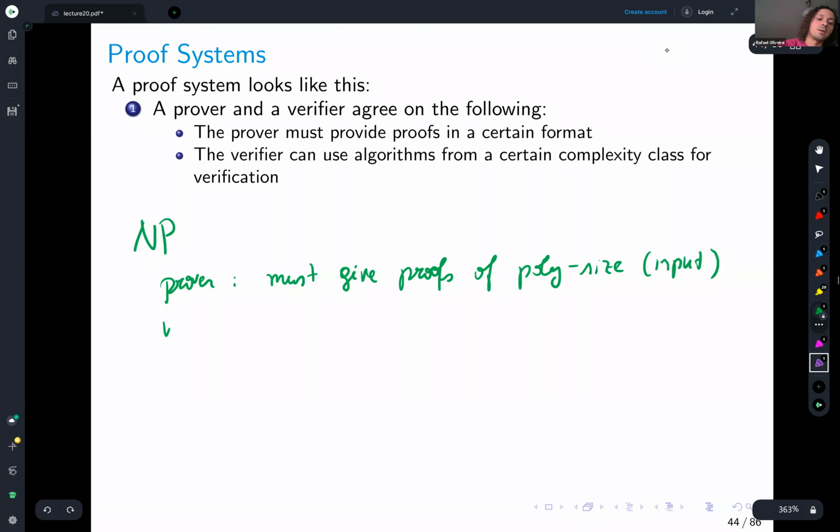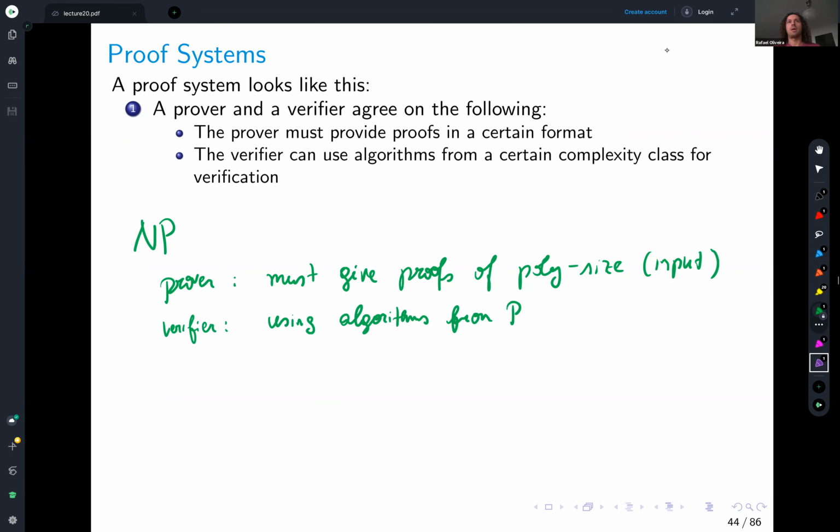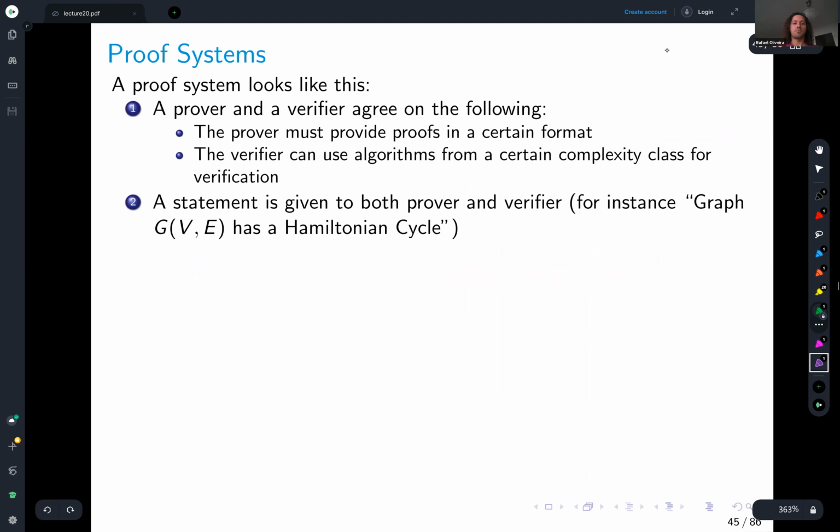So given an input, the prover must provide proofs of polynomial size. And what is the verifier doing here? The verifier is using algorithms from the complexity class P. We're just using a deterministic polynomial time algorithm. That's what we did for NP, yeah? So you can see NP as a proof system.